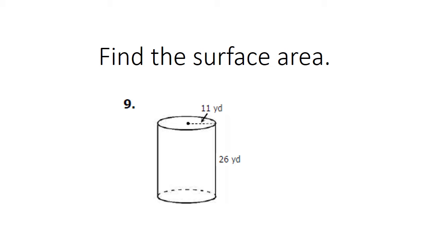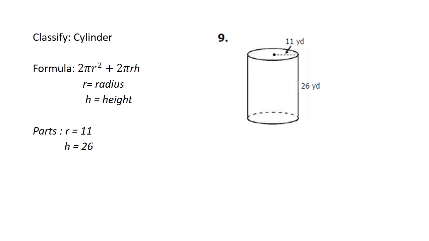So I have a specific diagram I'm looking at. I'm going to go through my 4-step process again. This is a cylinder. I have the formula written, 2 pi r squared plus 2 pi r h. I'm looking for the radius, the r, and the height to be able to fill in the variables. In this particular diagram, my radius is 11 and my height is 26. Remember, height is the part of the shape that connects the two bases. So I've got 26 for my height.